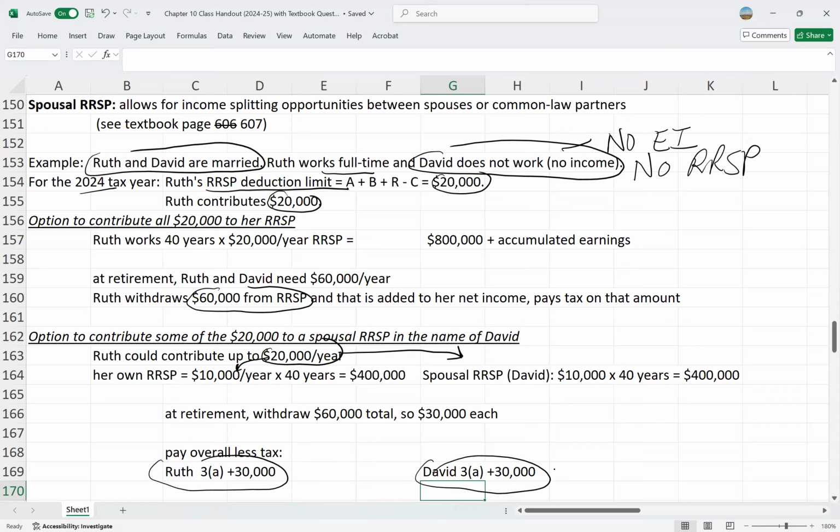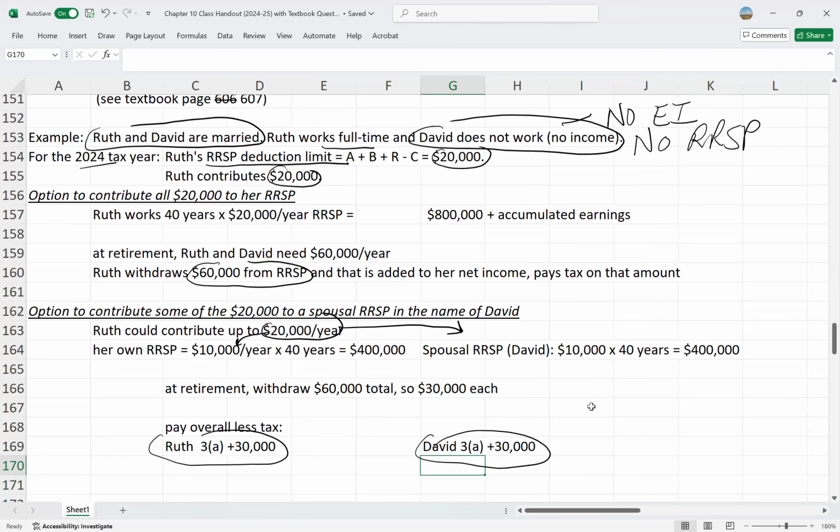So that's another tax saving method. If, let's say, you have a couple, one is a high income earner and the other one, you know, doesn't have much in RSPs, then the high income earner could figure out their RSP deduction limit, make the contribution, but split it up between their RSP and an RSP in their spouse's name. Any questions about the spousal RSP?